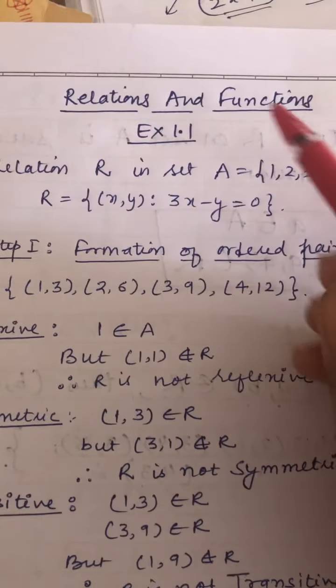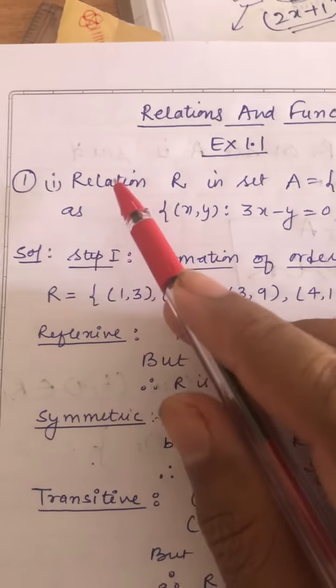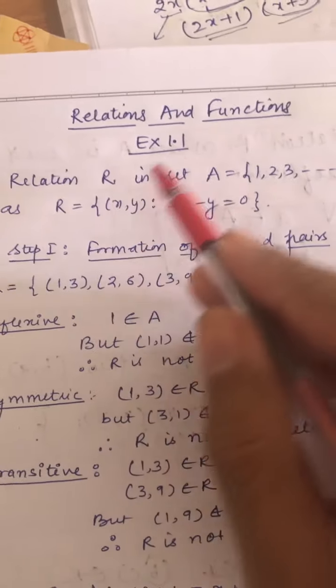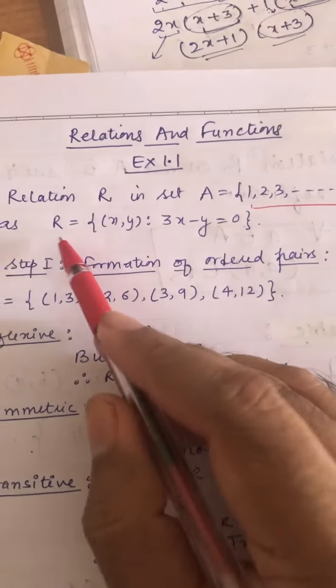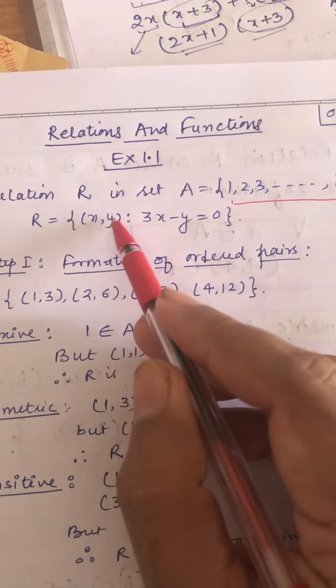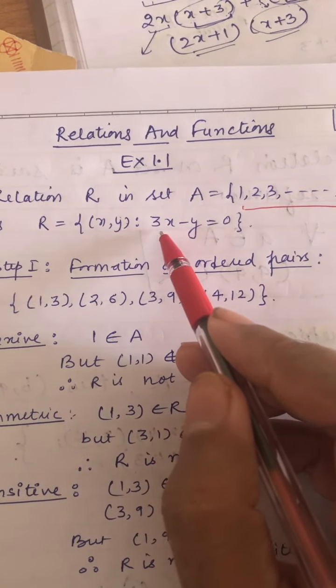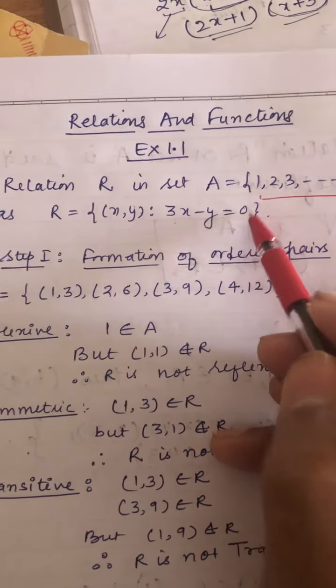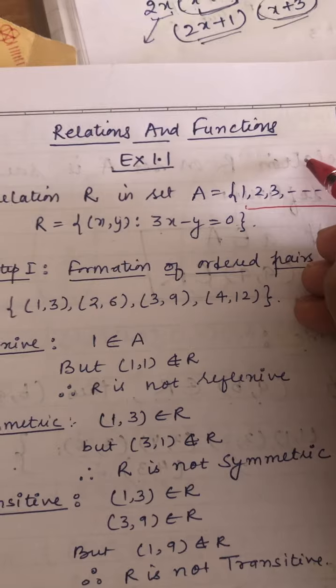Now, today we'll start relation functions, exercise 1.1, question number 1, first part. The question says that a relation capital R is defined on this set A. Set A is from 1 to 14. And how is the relation defined? A relation contains ordered pairs x comma y. What is the formula relating x and y? 3x minus y equal to 0. So, how to simplify? We have to check whether the relation is reflexive, symmetric, or transitive.